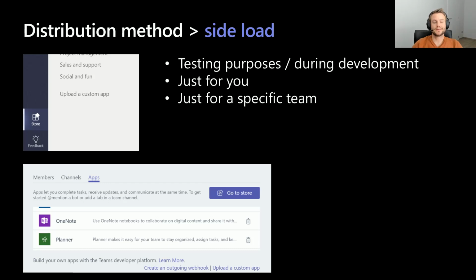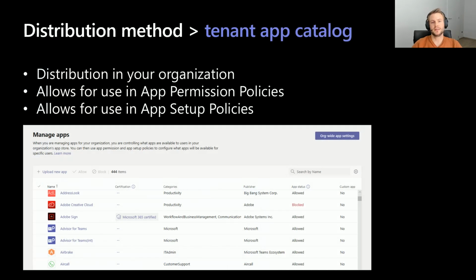Now, that's interesting during development or for testing purposes, so you can provide a new version of that application to a specific user for testing to make sure that the fixes that you've implemented actually fix their issue. But it's not very scalable if you want to distribute it to your 100 or 1000 people organization and you want to make it available for everyone in there. You cannot just send the zip file to everyone and say, maybe just upload it yourself inside Microsoft Teams. So if you want that, there's the tenant app catalog. And the tenant app catalog has the goal of distributing the application in your organization.